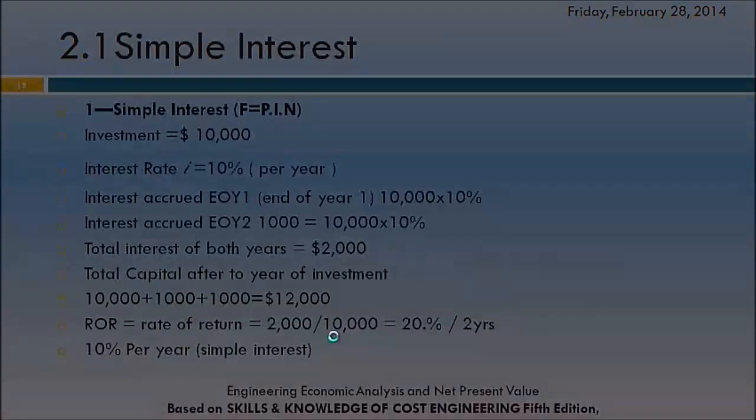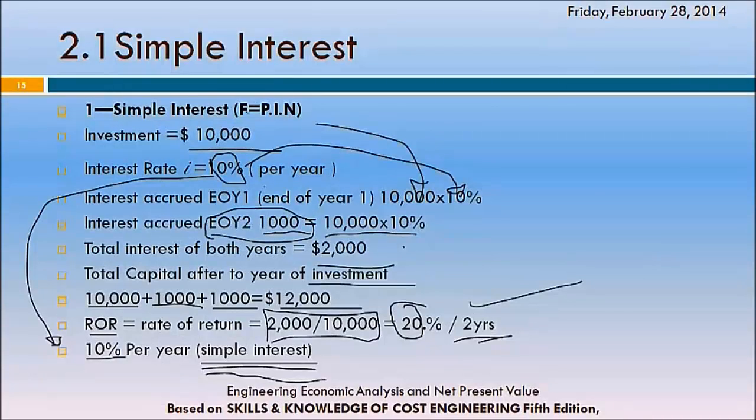Before, the equation was, let's just go back to the previous. The equation was F equal P into I into N. N is the number of periods, I is the interest, P is the value of money, present value.